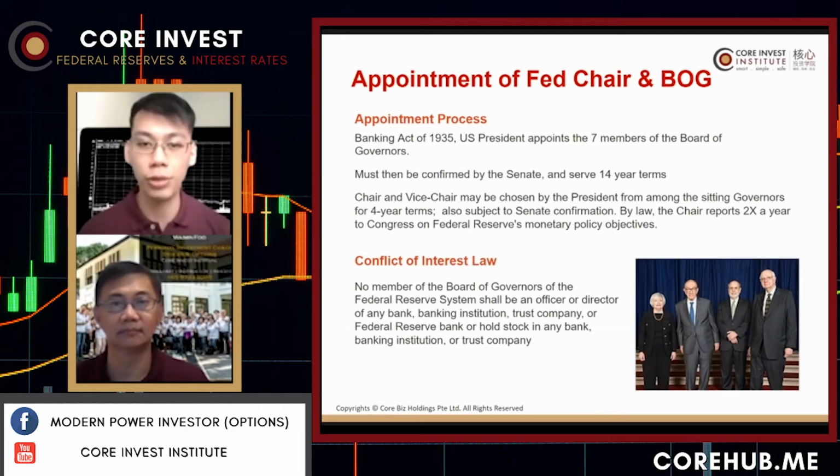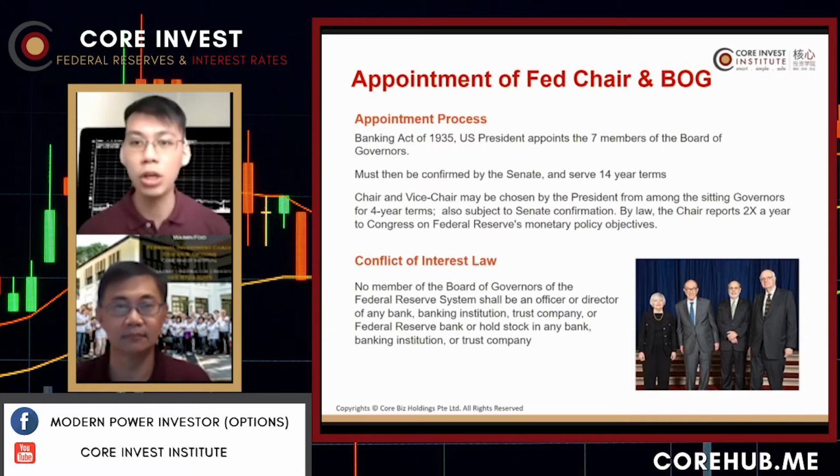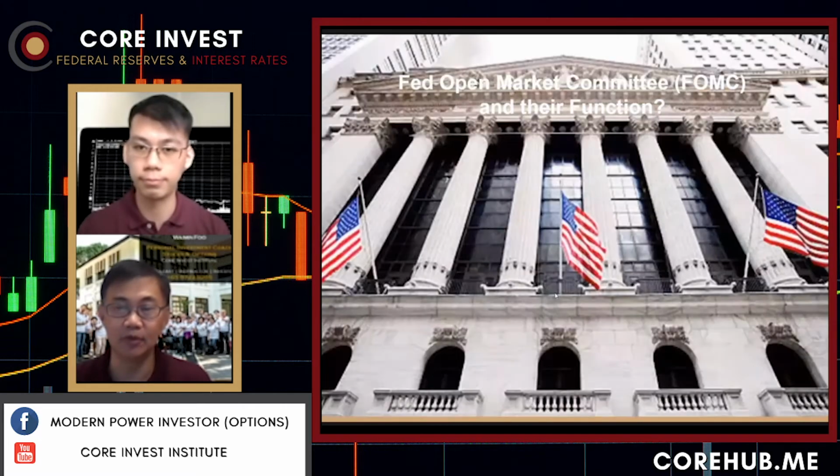By law, the chair reports 2 times a year to Congress on Federal Reserve monetary policy objectives. And because they are part of the policy making in terms of the Federal Reserve, they have to understand that they cannot be or shall be officer or director of any banks, banking institutions, trust companies, or federal banks, Federal Reserve banks, or hold stocks in any bank or banking institution or trust company, because there would be a conflict of interest.